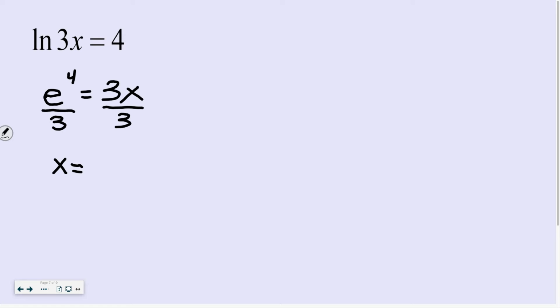So in your calculator, you can type that in. Now you want to make sure to grab the e, so you have to do second ln to get your e, raise it to the fourth, divide by 3. I think I get like 18.2.